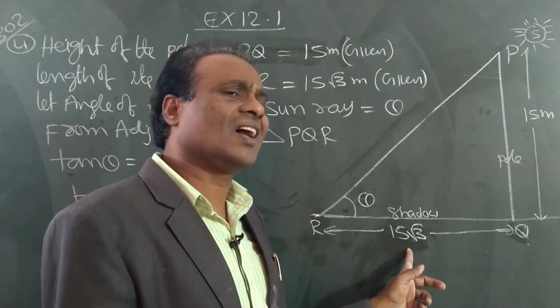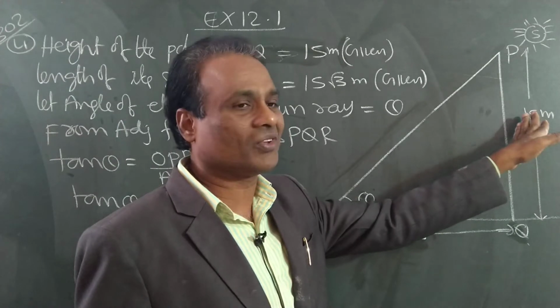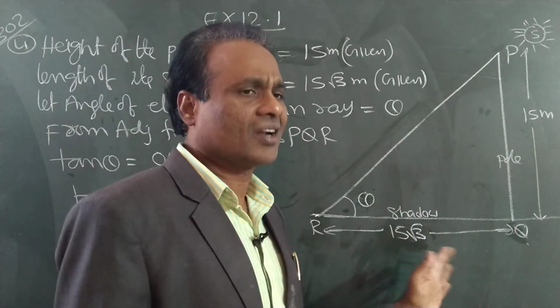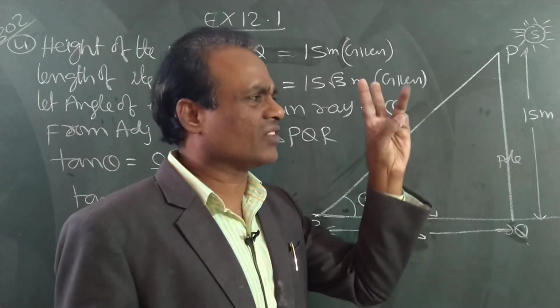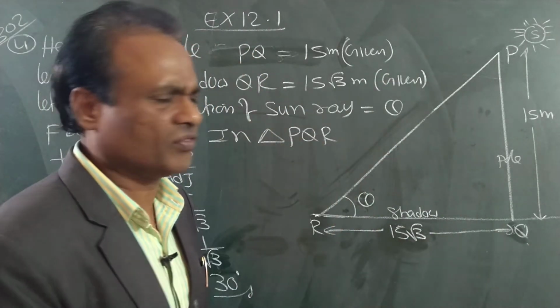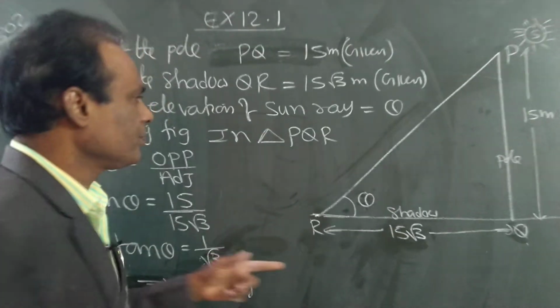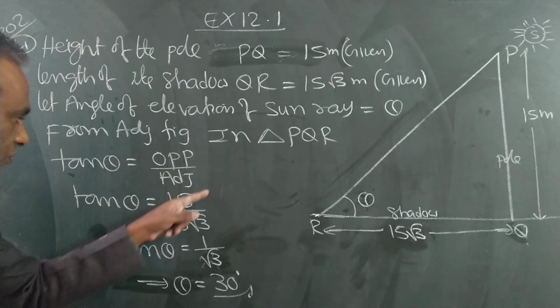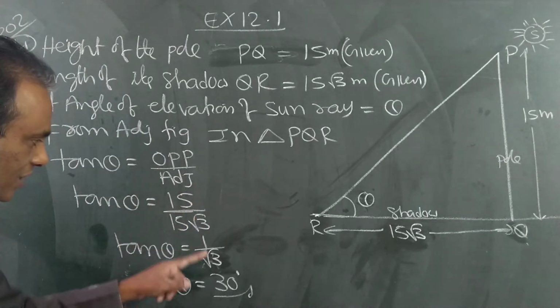You can take cot also. Cot is adjacent by opposite. Then also you will get the same answer. You can take tan or cot. So only 3, let us take sine, cos, tan. The remaining 3 are reciprocals, so only 3 is sufficient. I am taking tan, opposite by adjacent, 15 by 15 root 3. 15, 15 cancel. 1 by root 3.